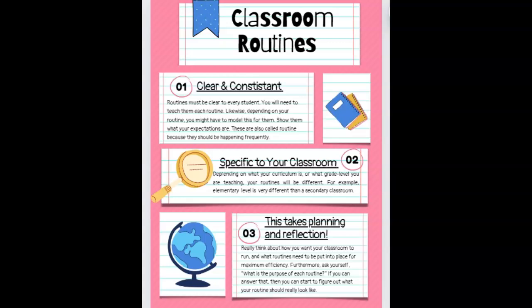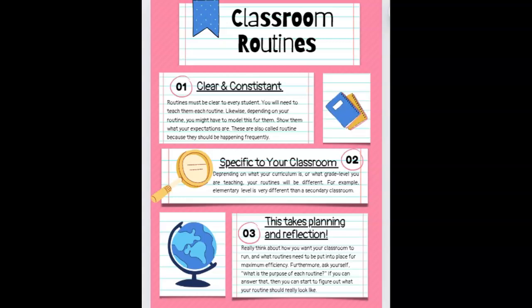So to start off, classroom routines should be clear and consistent. So what that means is they should be clear to all the students what the routine is, how you've set it up, what they're supposed to do during that time, what you're going to be doing during that time. Very clear, very explicit, like this is how we do this routine. This is how we line up for the bathroom every time. This is how we start class off every time, whatever it may be. But they should be clear to every student.